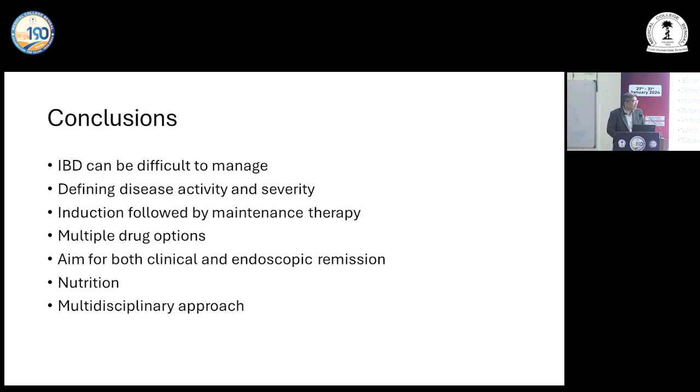Do not forget about nutrition. Do not forget about the multidisciplinary approach, because you will need the help of dietitians, radiologists, and the surgeons to treat them.